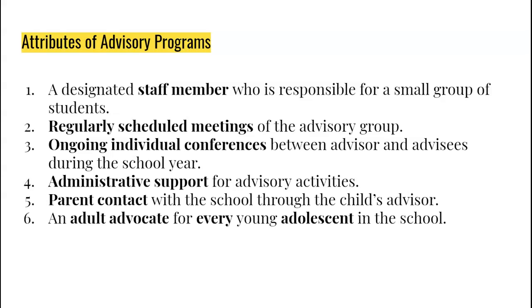Number 6, attribute of an advisory program is an adult advocate for every single young adolescent in the school, regardless of gender, regardless of grade level, regardless of academic ability or special education designation or any other handicaps. Nothing should interfere with a student or limit them from being a part of an advisory group. And so we would welcome in students that were in wheelchairs, we would welcome in students from the autistic program, we would welcome in students that maybe were hearing impaired or visually impaired. Because none of those differences matter. The research says that every student benefits when they have an adult advocate.